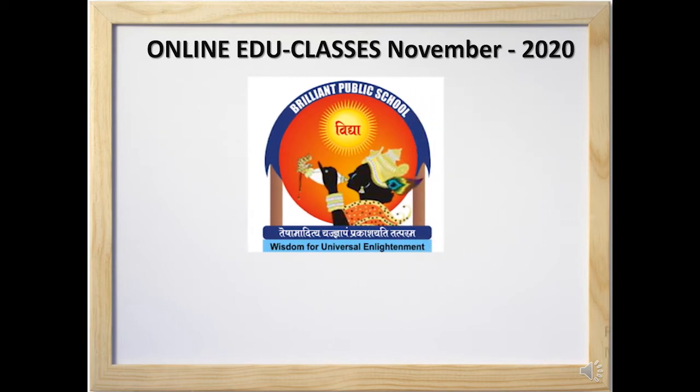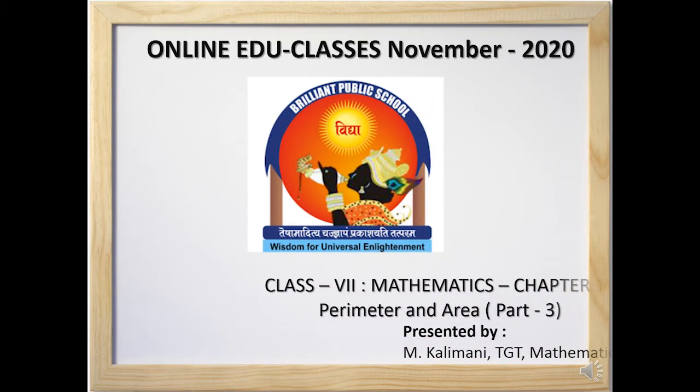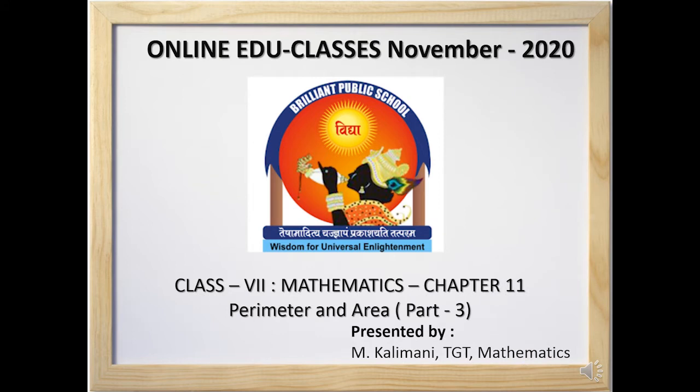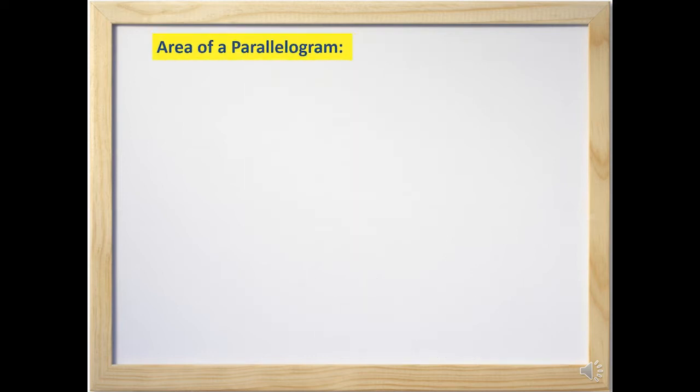Today, children, we are going to learn chapter number 11, perimeter and area, part 3. In this class, we'll be learning about the areas of parallelograms and triangles. Children, now we are going to learn how to find the area of a parallelogram.